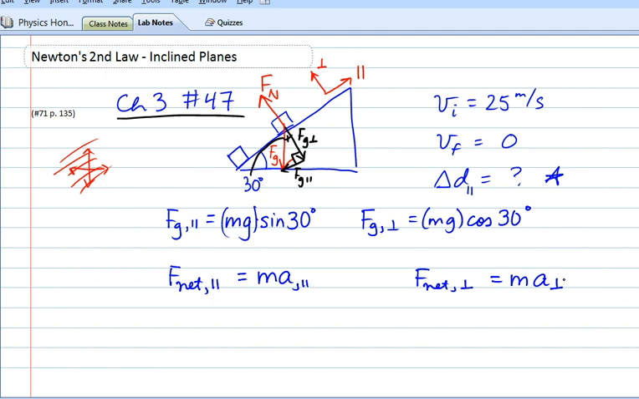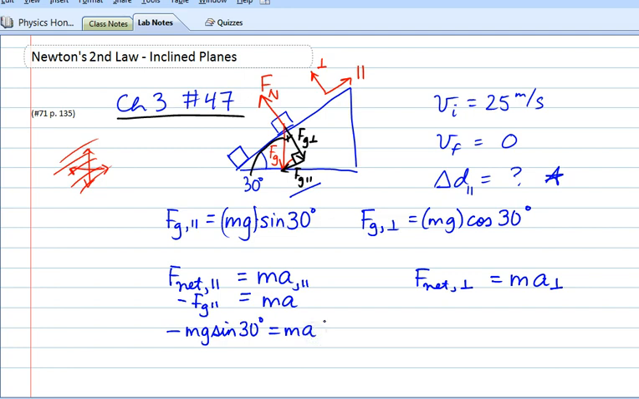So the net force parallel to the incline: it looks like the only force which is going parallel is the parallel force of gravity. That looks like the only piece that we have. So we just have minus FG parallel. The reason I put a minus sign is because this particular force is going down the ramp, and that's in the negative direction if we say that up the ramp is positive. So that's equal to ma, and then we can say negative mg sine of 30 degrees is equal to ma.